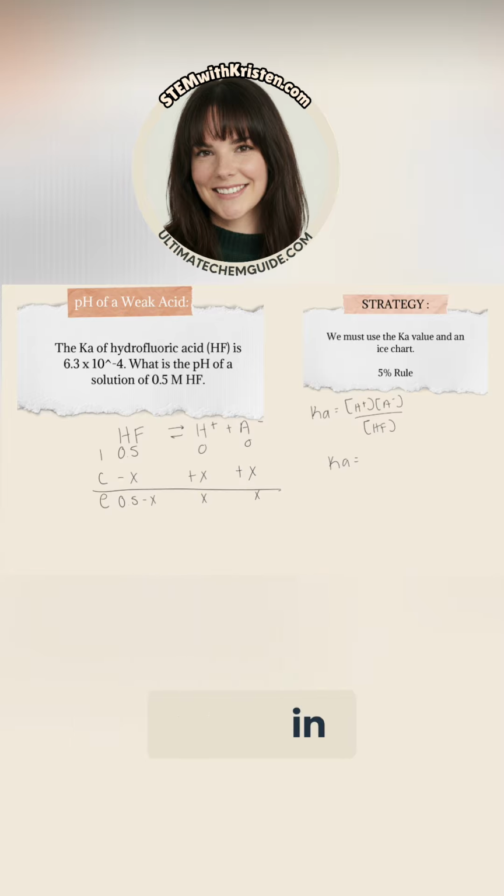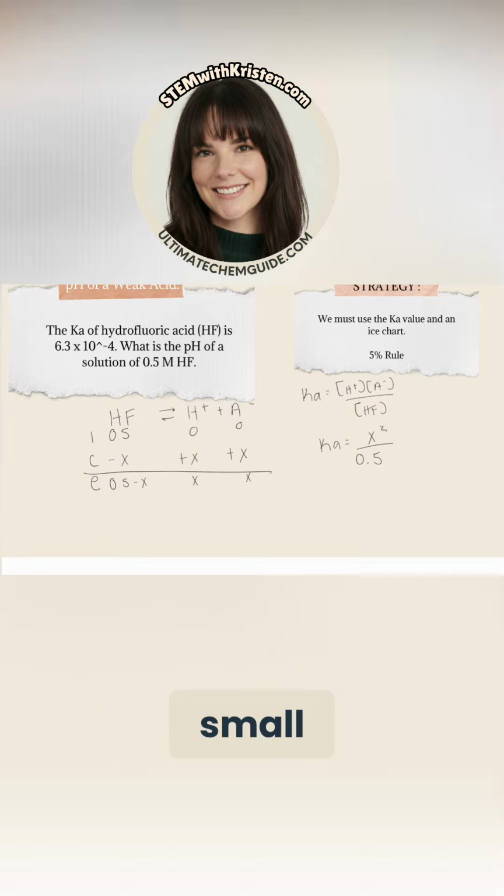So we're going to plug those in, and what we want to do is assume X is small, and we're going to set that equal to our Ka. So we're going to cross that out and do 6.3 times 10 to the negative 4. And then we're going to solve for X by cross multiplying.